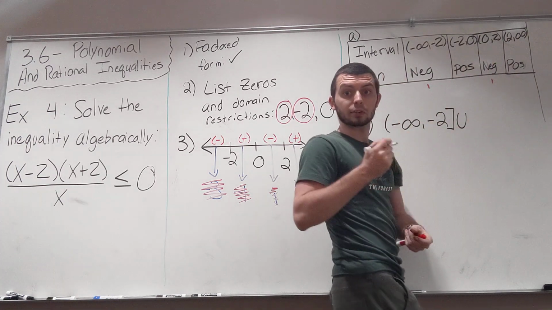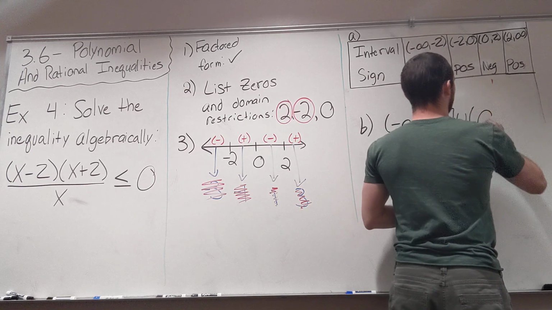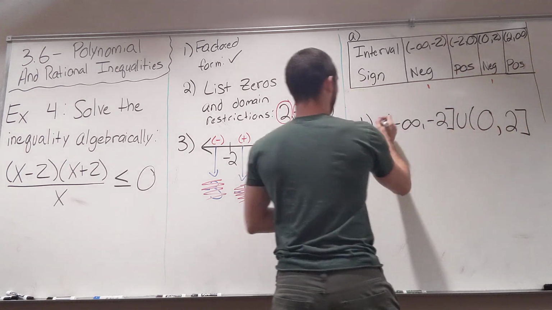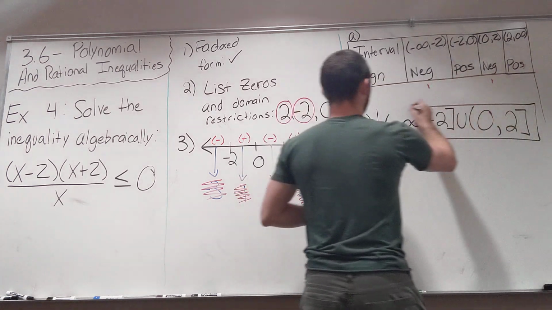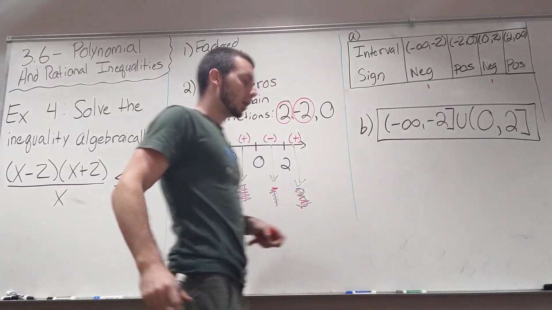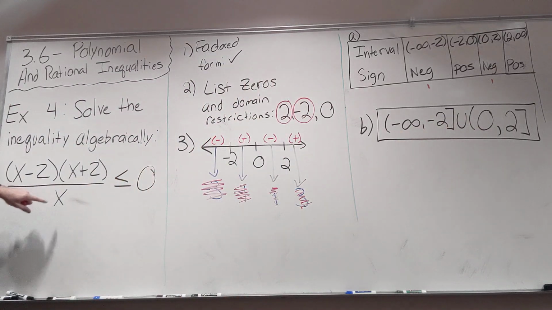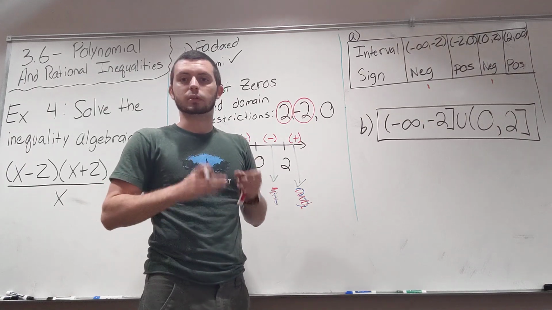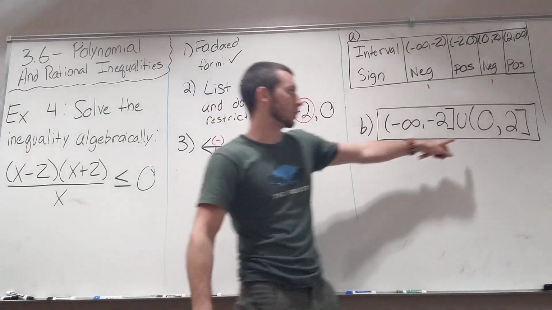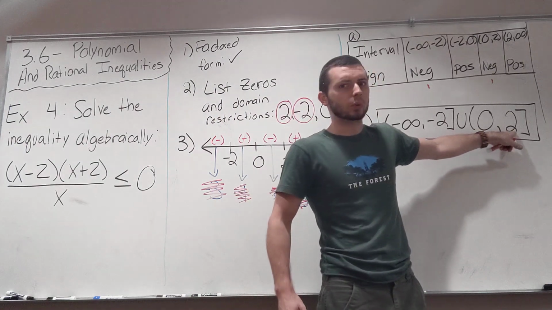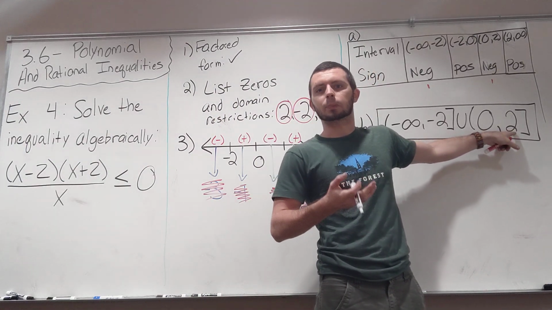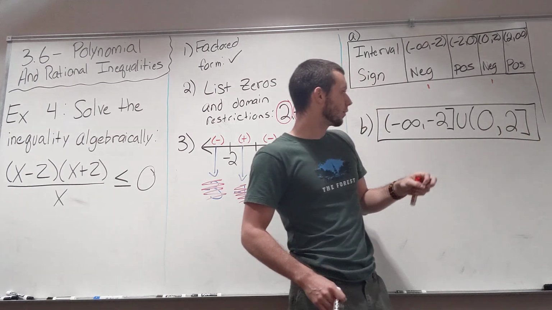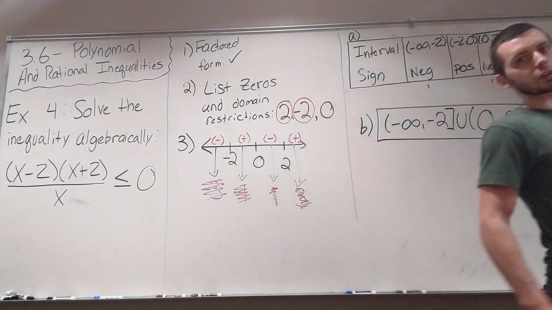0 does not get a bracket. Notice I'm putting a parenthesis next to 0, but a bracket next to 2. So why am I doing this? It's because 0 came from the denominator portion. And that means it's a domain restriction. Domain restrictions never get a bracket. That's why 0 is not getting a bracket. But 2 is not a domain restriction. It's just a 0, and that's okay. So that's why this one has a bracket, and this would be the final conclusion for this problem.